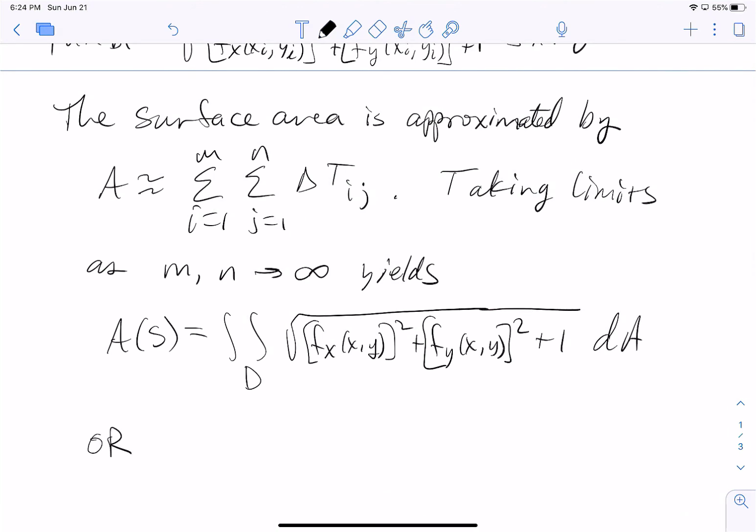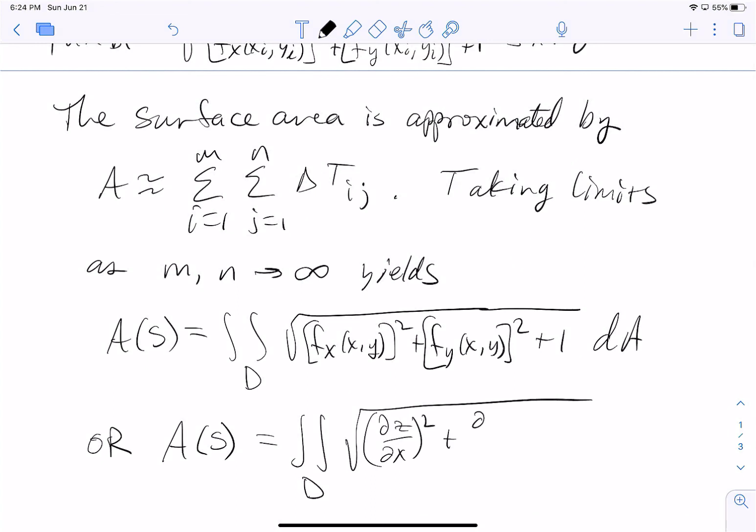Or we can write it using partial derivative notation with the curly d's. The area of the surface is equal to the double integral over the region D of the square root of the partial of z with respect to x squared plus the partial of z with respect to y squared plus 1, dA.